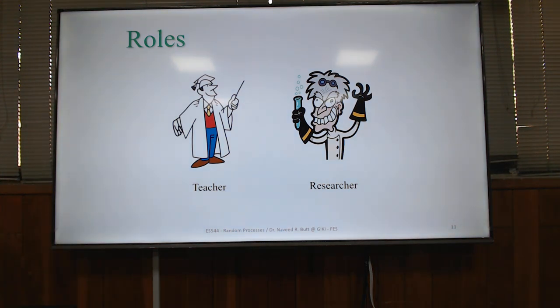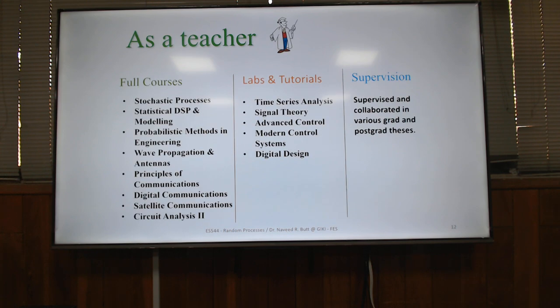As a teacher and as a researcher, I've given something very similar to this course many times in Sweden, around 4 or 5 times. We called it stationary stochastic processes there. It was taught to mostly graduate students. So I have a fairly good grasp on the topic. My PhD is in mathematical statistics, so this field is rather close to what I do. So I've taught several undergrad and graduate courses and labs and done supervision.